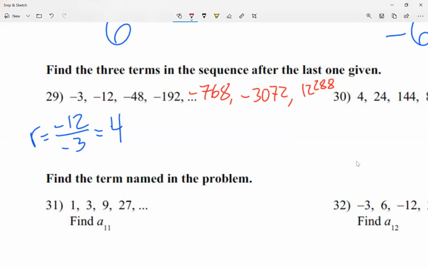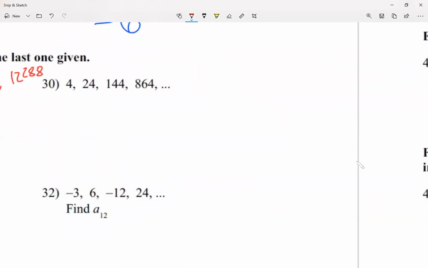On your homework, you will see that I'm leaving 3 spaces because I want you to type in each of those numbers. I could continue this list as far as I want to. In order to get the next number, I have to multiply by 4, but I'm just going to stop at the next 3 numbers. Let's take a look at question number 30. I have to find the ratio. The way I'm going to find the ratio, I'm going to take a number, let's just say 864, and divide it by the previous number. You can use any number from the list.